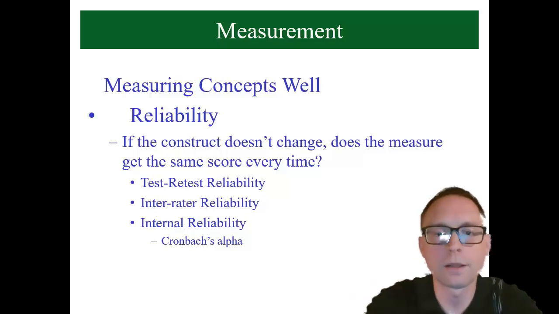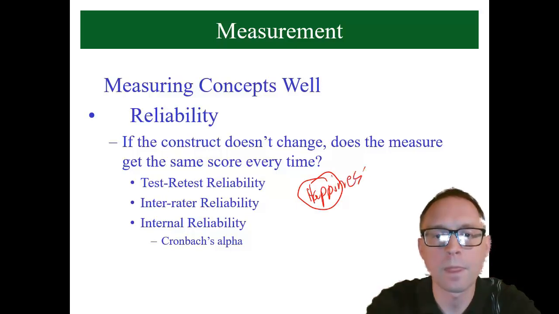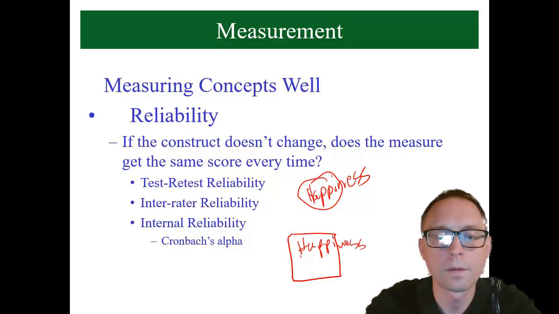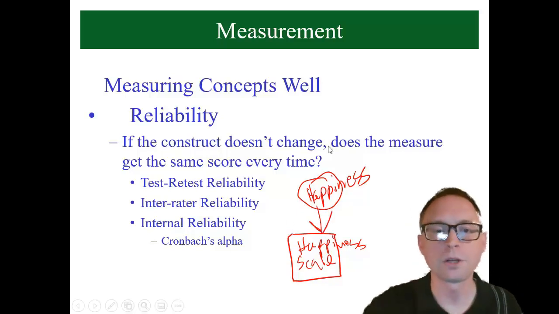So it looked like this. The construct, the circle, is happiness. The measurement was the happiness scale. Okay, so Oprah's happiness scale. Okay, that's what it looks like.